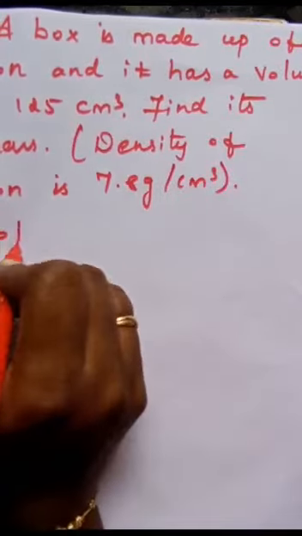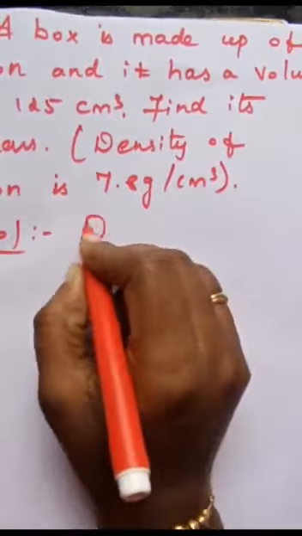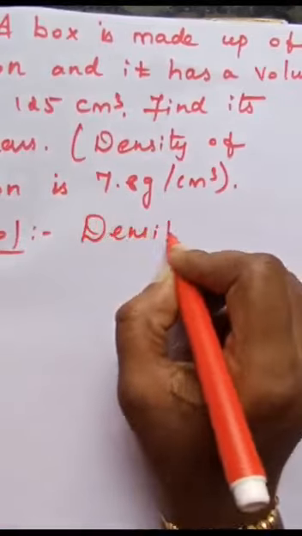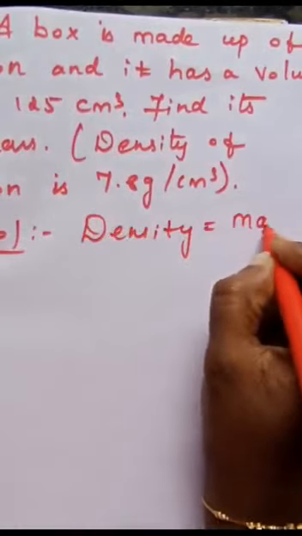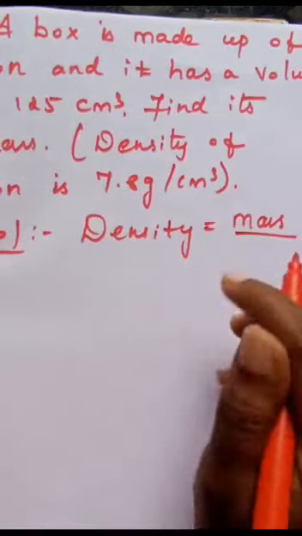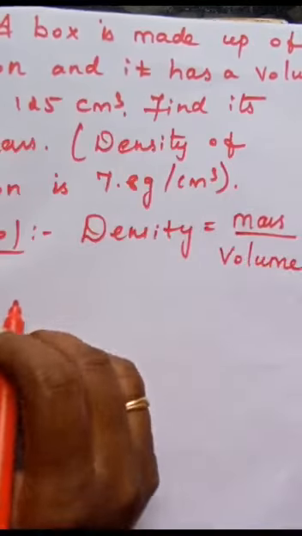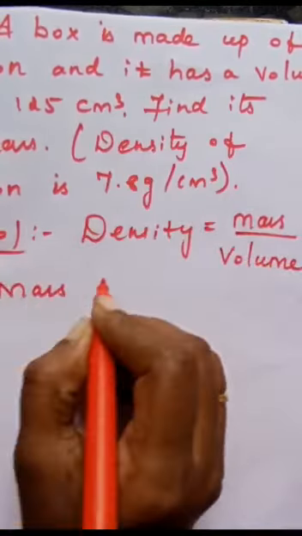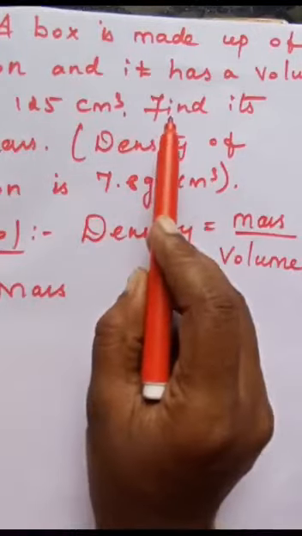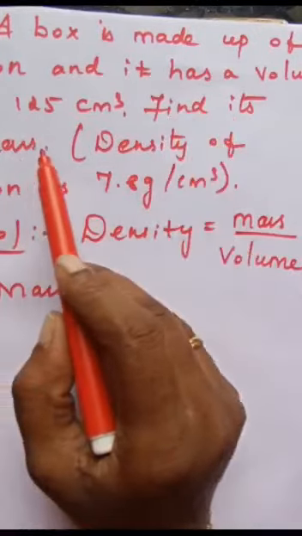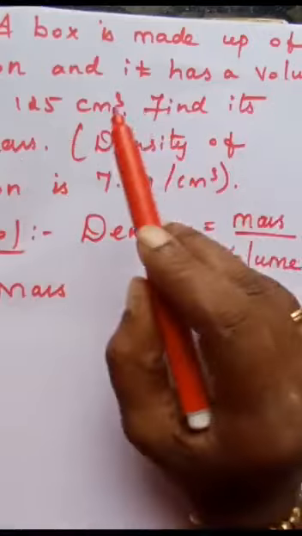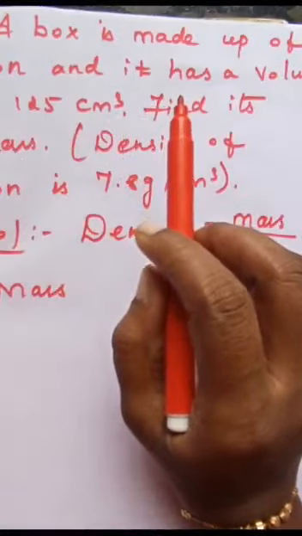The solution: what is the formula? Density is equal to what? Mass by volume. Density is equal to mass by volume. We are supposed to find the value of mass, but only volume is given. Density is also there.